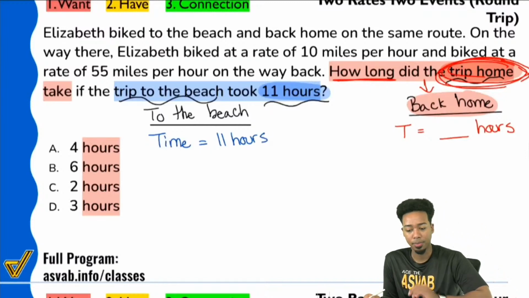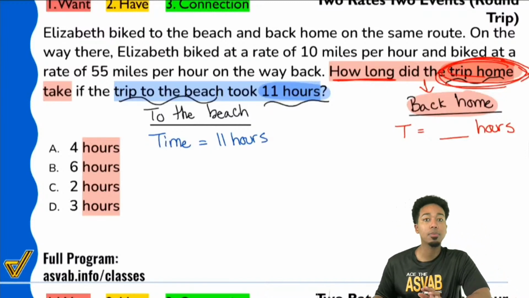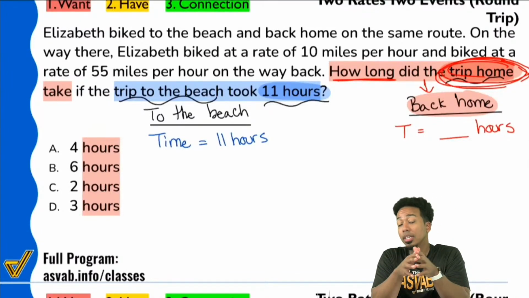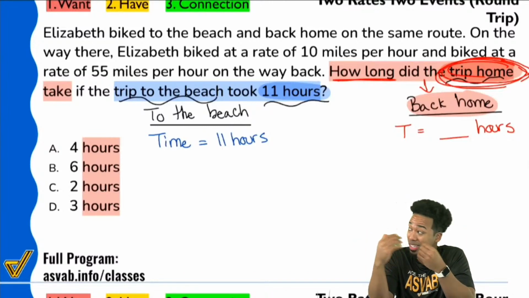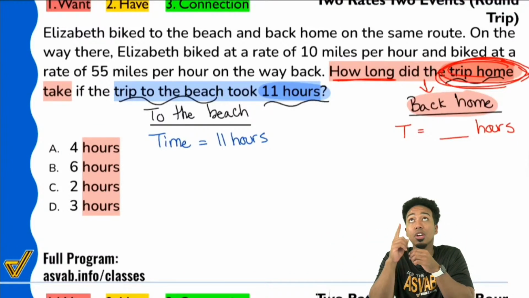hours. Okay. So before I continue, everybody, yes or no, do we understand that in this problem, we're dealing with a distance rate time problem that has two different scenarios? In one scenario, we're going to the beach. In another scenario, we are going back home. Yes or no, does that make sense before I continue?